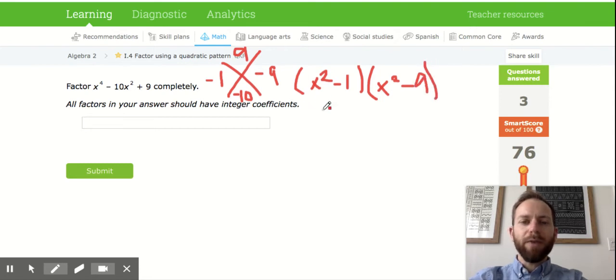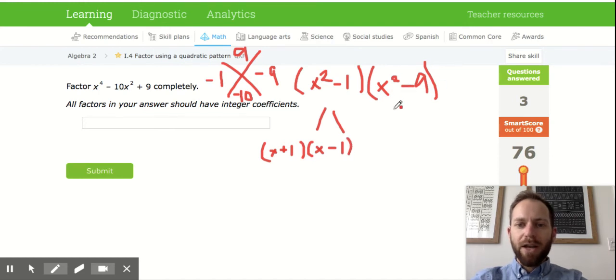Now these can both be factored down, right? We just saw how this factors down into x plus 1 times x minus 1. And in the last problem, we showed why that can be factored that way. But think about it, this follows the same pattern, right? Except this is a 9, not a 1. So what times itself makes 9? And that is 3. So this we can rewrite as x plus 3 times x minus 3.